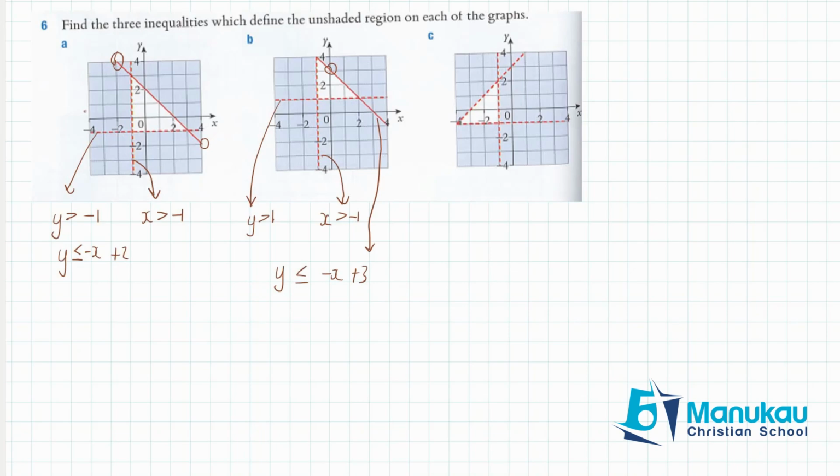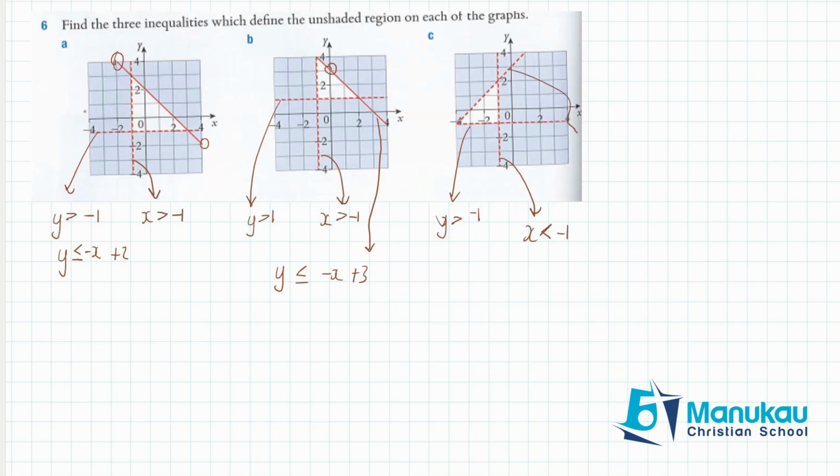All dotted lines in this next one. Let's try this horizontal line here. So it's going to be y, and we want above it again, so is greater than -1. Now we're going to do this x one. X is, now this time it's on the other side, so it's x is less than -1.